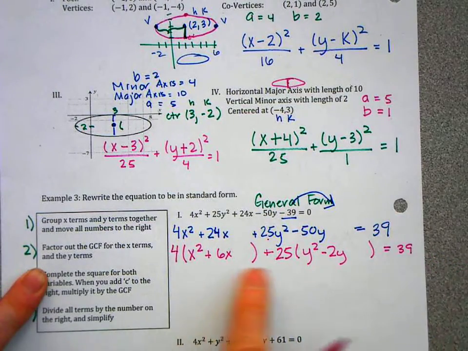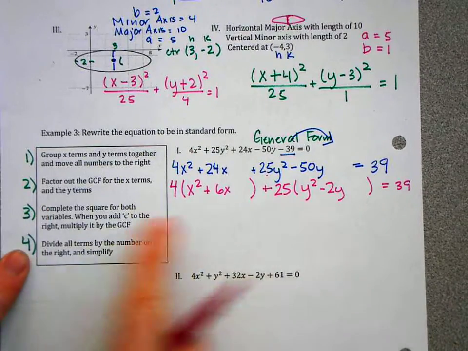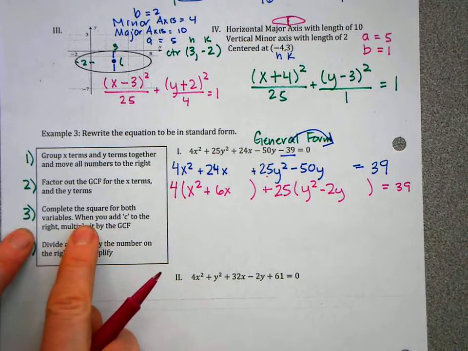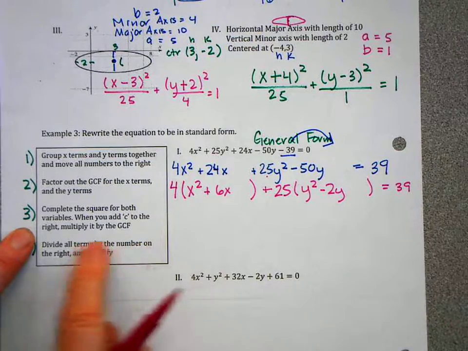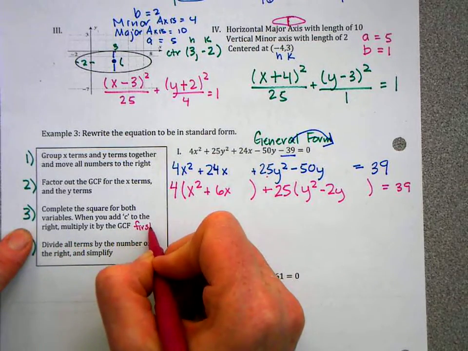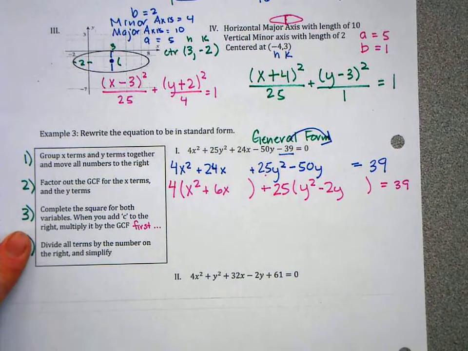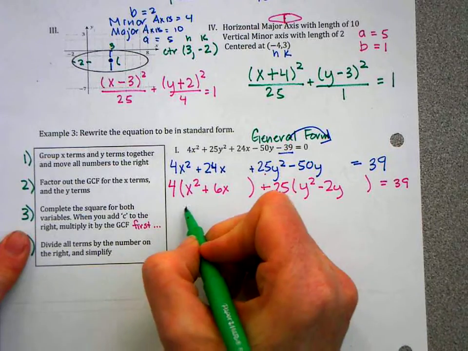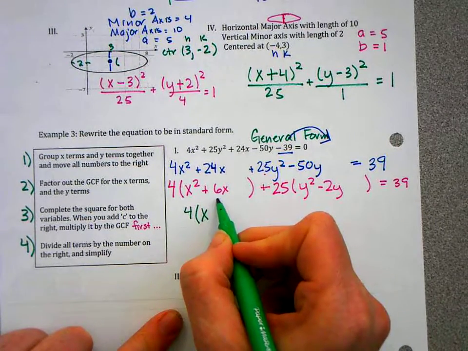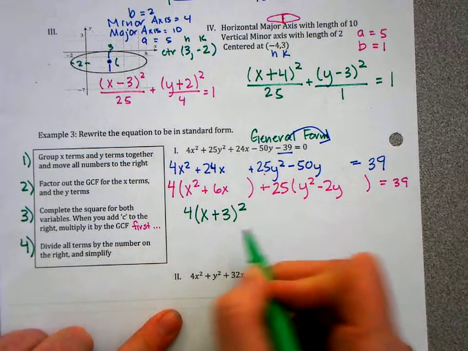Now let's look at step 3. Complete the square for both variables. And when you add c to the right side, multiply it by the GCF first, then add. So here's what we're going to do. We're going to bring down this 4. We're going to complete the square: x plus b over 2. 6 divided by 2 is 3. x plus 3 squared, that's what my binomial will be. My c is this number squared, 9.